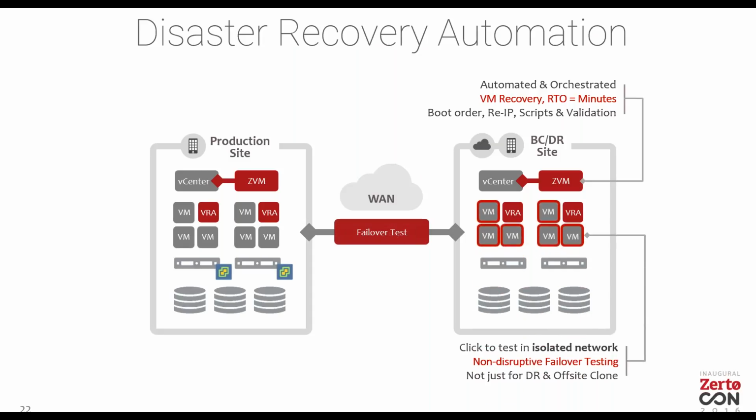Zerto runs a failover test non-disruptively. And by non-disruptively, I mean that production virtual machines are still up and running, and replication is still occurring from production to BCDR. The virtual machines are started up in an isolated network. Now let me be clear here, the isolated network is a decision you make. So when we set up the virtual protection groups, you choose what comprises a testing network for you. So it could be a distributed switch, it could be a single switch, etc.